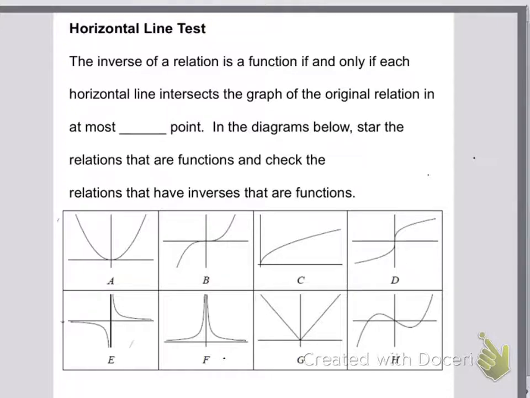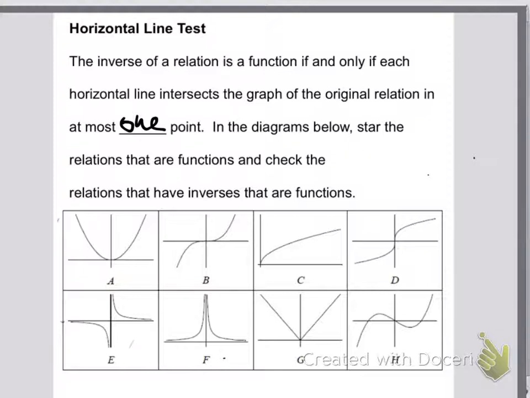Okay, so just a moment ago we were talking about the horizontal line test. Let's just define it and do some practice example problems. The inverse of a relation is a function if and only if each horizontal line intersects the graph of the original relation in at most one point. In the diagrams below, star the relations that are functions and check the relations that have inverses that are functions. Alright, so we're going to look at the graph of each of these.